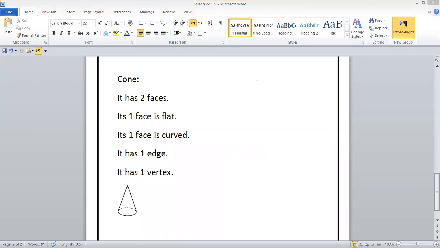How many faces does the cone have, guys? Two. And how many faces of the cone are curved? One. Okay. And how many edges does the cone have? One. Only one edge. And how many vertex? Only one. There is one vertex.